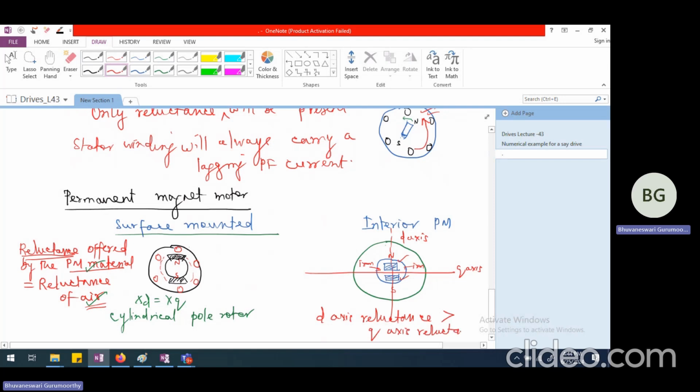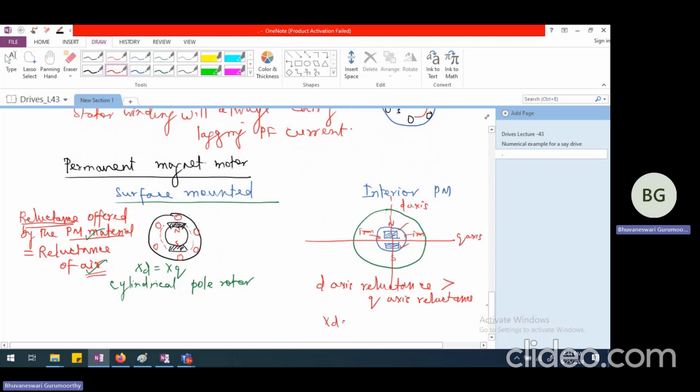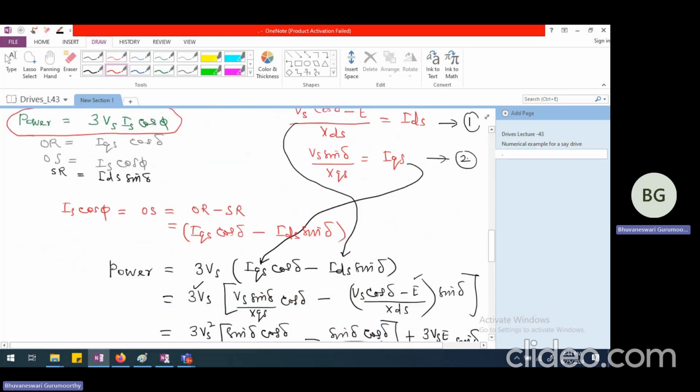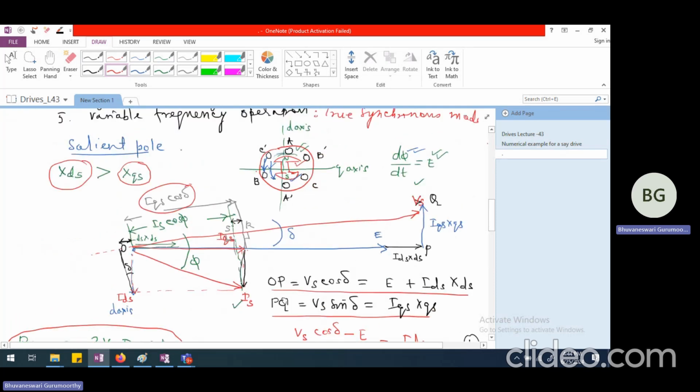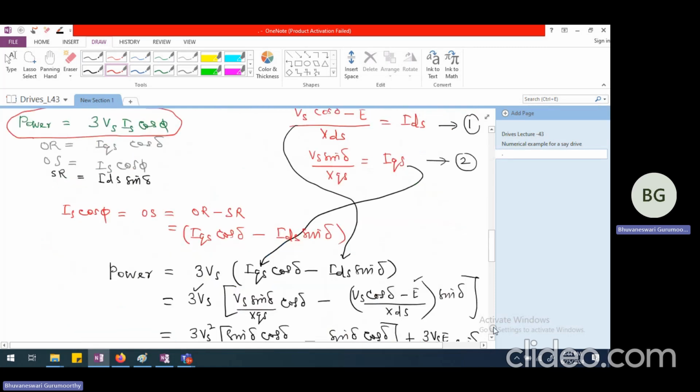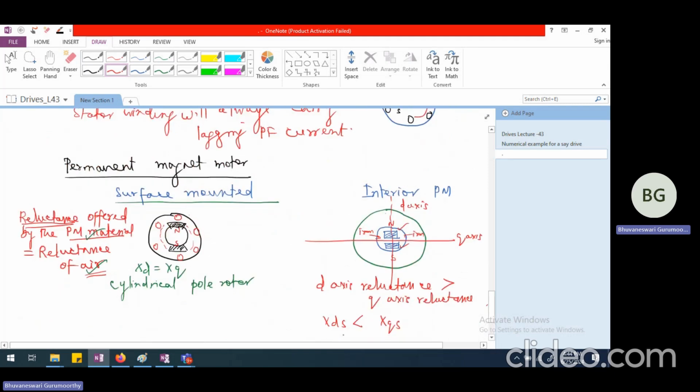Or in this particular case, I should say D-axis inductance. If I try to look at it, that is going to be smaller because the reluctance is higher compared to XQS. So it is exactly the reverse of what we saw in the case of a salient pole synchronous machine. We said that XDS is greater than XQS in the case of a salient pole synchronous machine, whereas it is exactly going to be the other way around in the case of an interior permanent magnet machine.